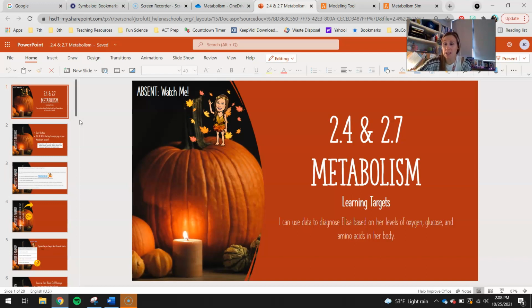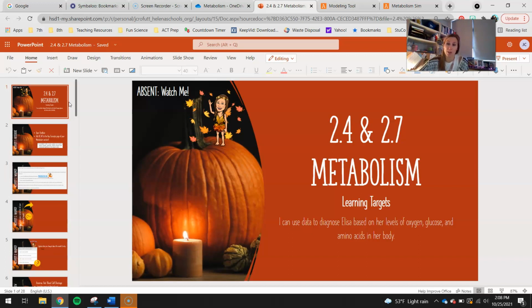So the last couple lessons that we've done, we've really taken a look at 4 different medical conditions, and we've learned as much of those as we possibly can. Today we're really going to dig into the actual data to diagnose Elisa. So you guys are going to get some answers today as to what is really going on with Elisa.